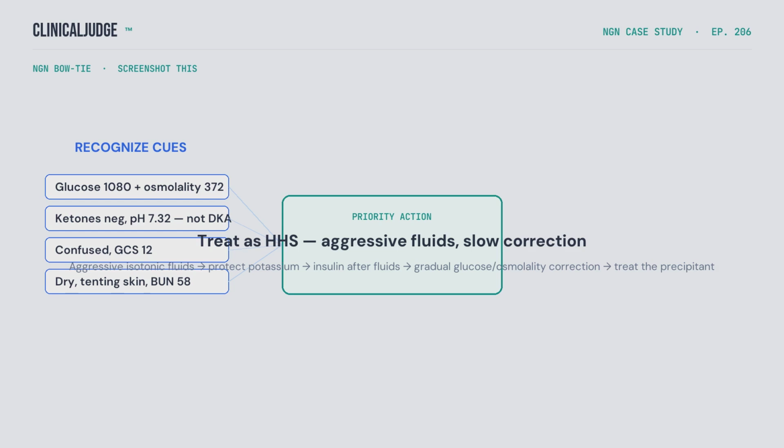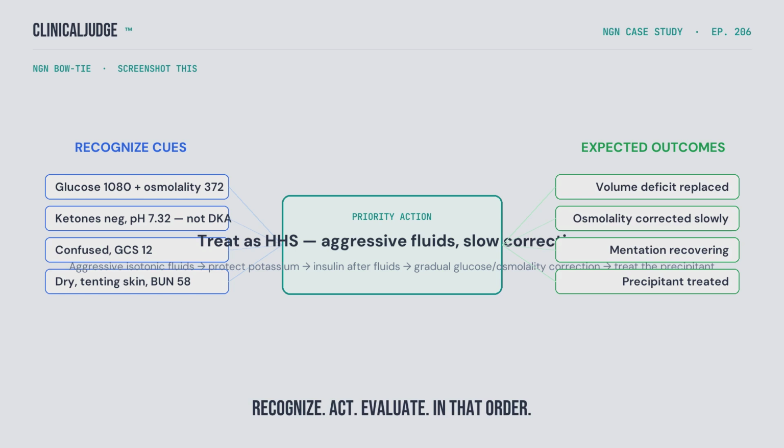Your action: treat it as a fluid emergency first. Aggressive isotonic saline, protect and replace the potassium, add insulin only after fluids are underway and never as a crash bolus. Correct the glucose and osmolality gradually, and find and treat the precipitant. And the outcomes you are steering toward: the volume deficit replaced, the osmolality corrected slowly, the mental status recovering, and the trigger treated. Recognize, analyze, prioritize, generate, act, evaluate. It looked like a sugar emergency, it was a fluid emergency, and slow was safe.